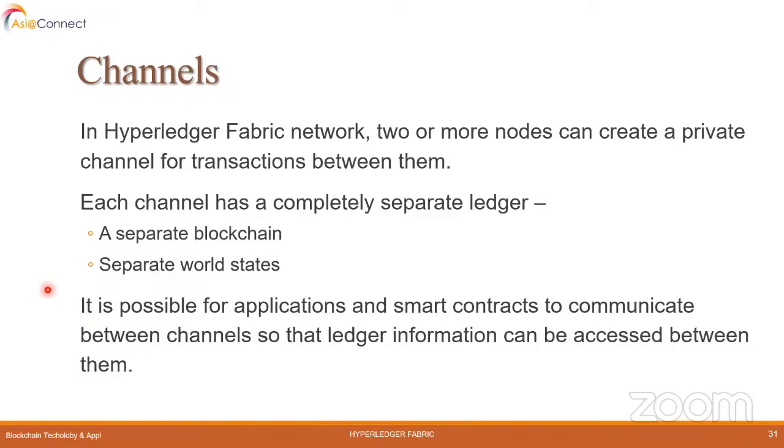So this intermediate communication and transactions that have taken place between 2 people, one doesn't need to keep a record of all those in the entire network. That can be between them as a mutual consent between these 2 people. And therefore, each channel has a completely separate ledger.